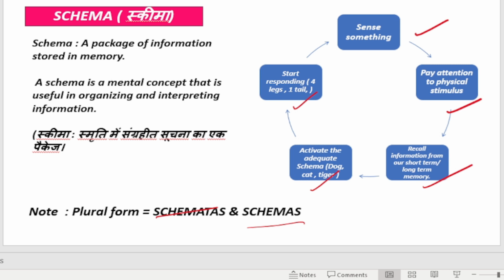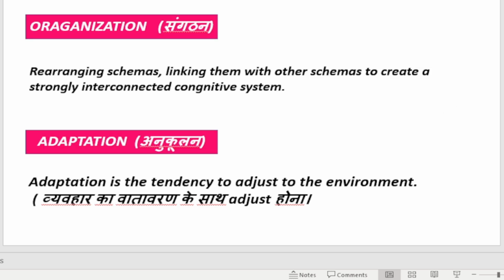Now coming to the next, after creating the schema in our mind, it will rearrange, it will link to each other and interconnect for becoming strong. And this process is called organization. Now next is adaptation. Adaptation is a tendency to adjust with the environment. When we are storing the information from the environment, some schemas are deleted and some new schemas are formed, and we make balance in that process.